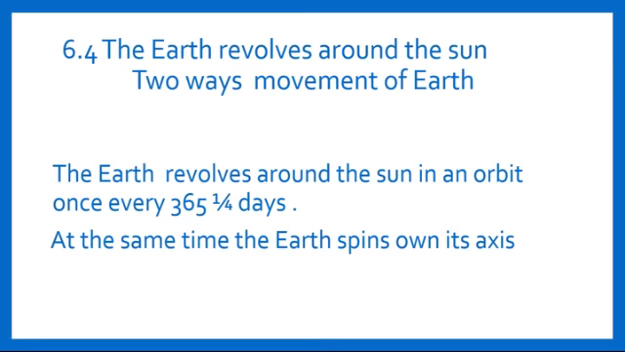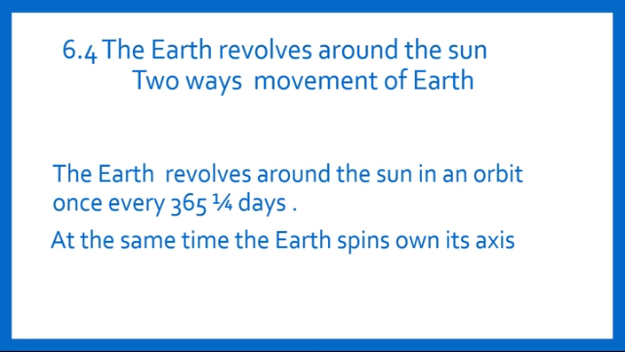In this topic we learn about the movement of earth, right? Okay, what about the movement of earth? We know that there are two types of movements in earth. What are they? The earth revolves around the sun in an orbit every 365 and 1/4 days.